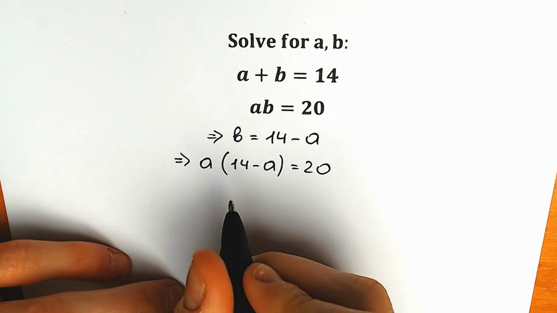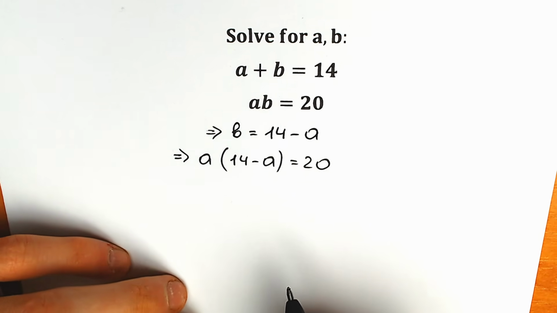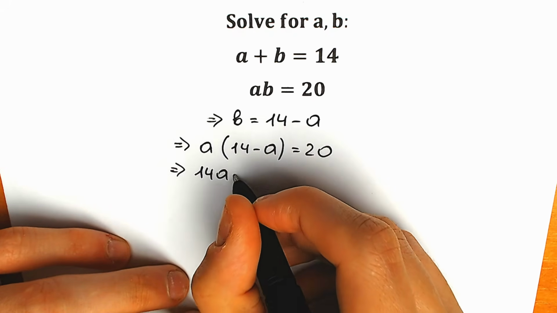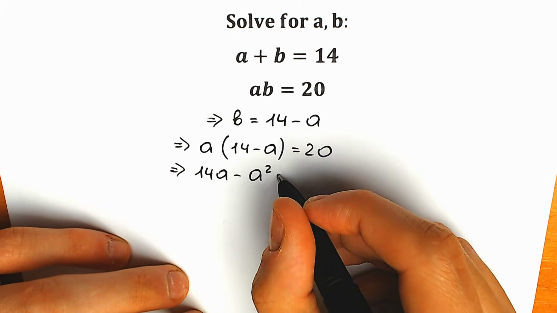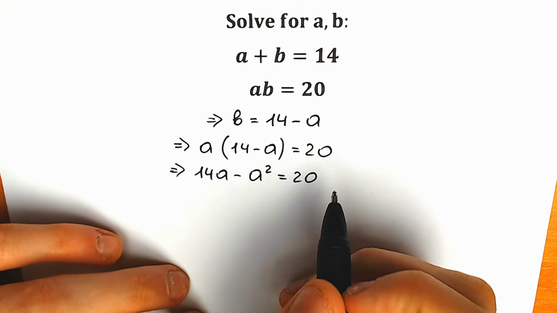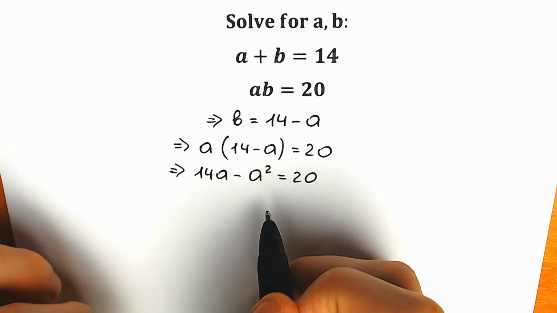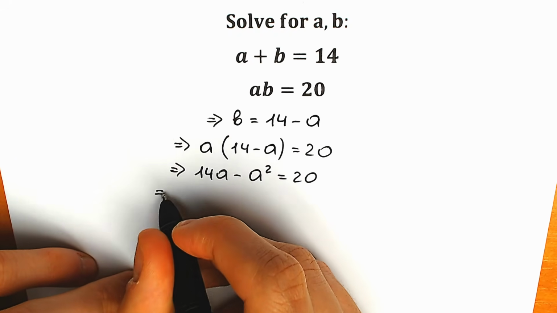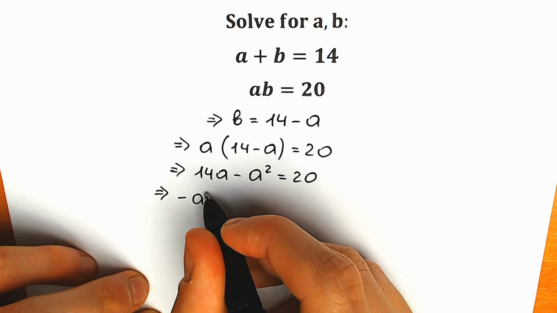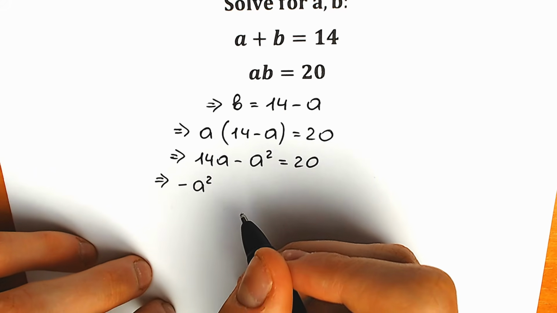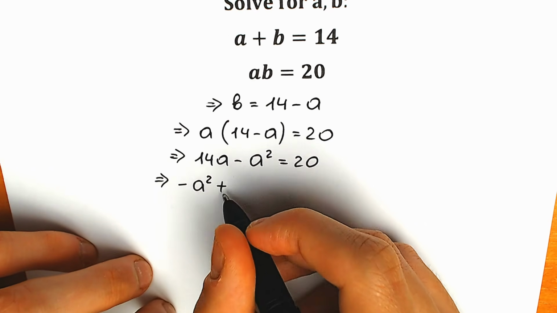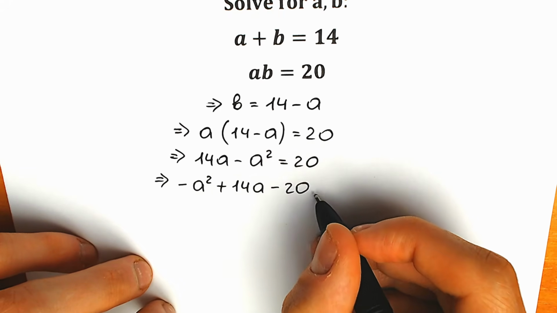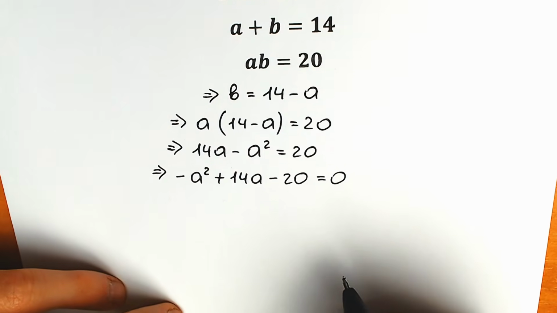Right now, let's simplify it. We can easily multiply our a by these parentheses. So we have 14a minus a square equals 20. If we look closely from a different angle, this is a quadratic equation, but we prefer a little bit different order. We prefer minus a square in the first position. On the second position, we write plus 14a, and minus 20 from the right side, equal to 0.